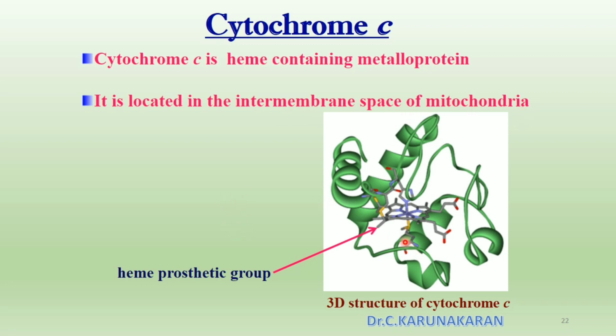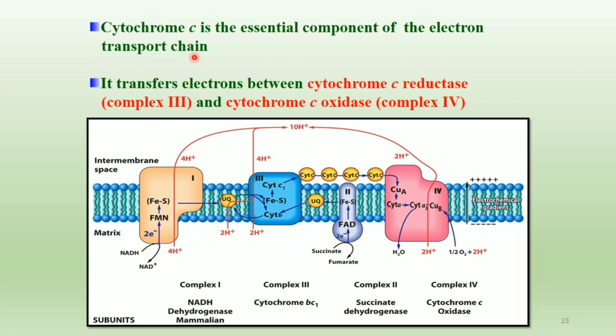I have shown here the 3D structure of cytochrome C. The prosthetic group is heme. As I said, heme is present at the active site. It is involved in the electron transfer process in the mitochondria. Cytochrome C is an important protein involved in cell death, in cell apoptosis. Apoptosis is called cell death, cell suicide. Cytochrome C is the major essential component in the electron transfer chain. It shuttles electrons between cytochrome C reductase, complex 3, and cytochrome C oxidase, complex 4.